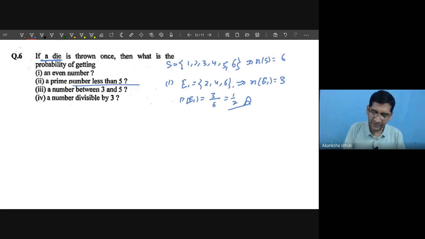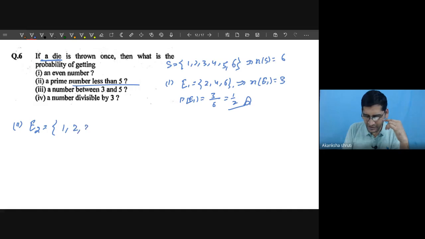Prime number less than 5. I'm writing the event directly for the second. Less than 5 and prime number, can we take 1, 2, 3, and less than 5, so 5 can. But keep in mind, 1 is neither prime nor composite, so these need not be taken. Means it shall be only these two. I had already explained this in the previous question also. So any two, Sir, yes.